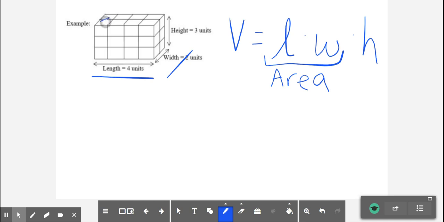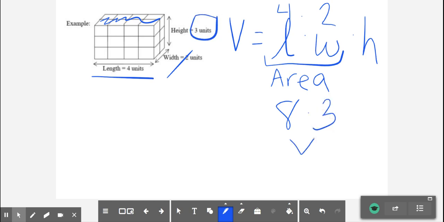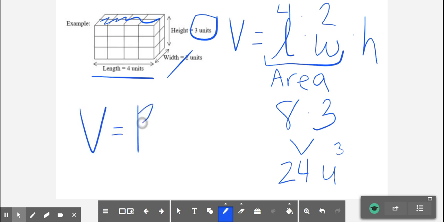So if we look at this, the base layer is 4 by 2. The area of the base is 8 square units. Then we multiply that by the height of 3 to get the answer of 24 cubic units. We talked about this a little bit last week, that you can use this formula, volume equals area of the base times the height, for any prism. So that is what we're going to use to find the volume of a cylinder.